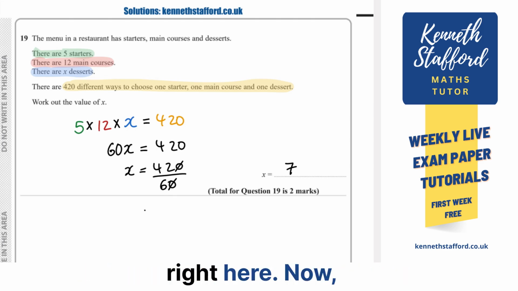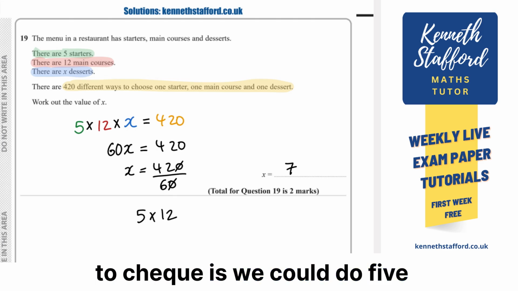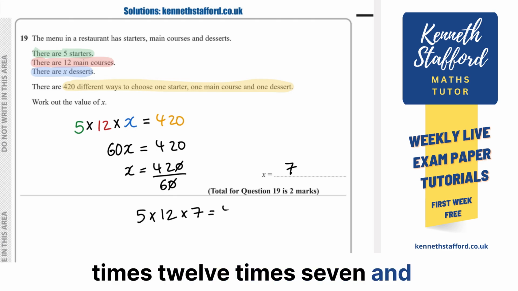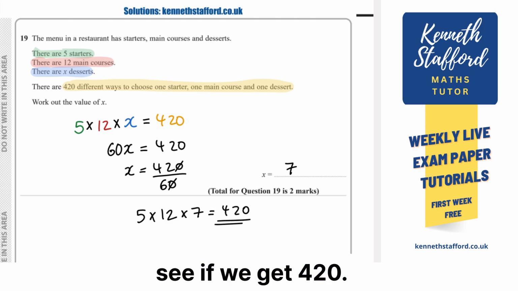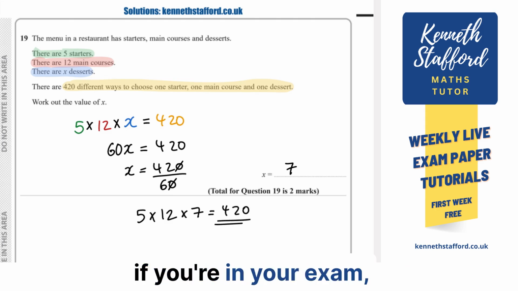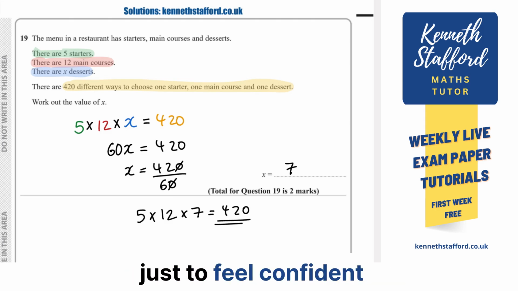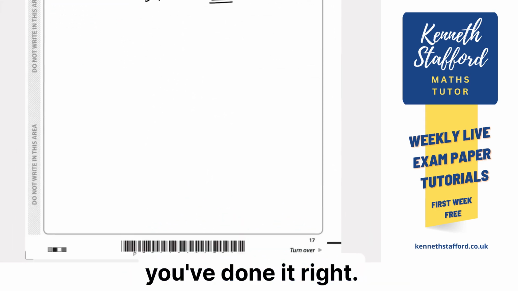And a thing we could do right here now to check is we could do 5 times 12 times 7 and see if we get 420. We do, but obviously if you're in your exam, it might be worth doing that just to feel confident that you've done it right.